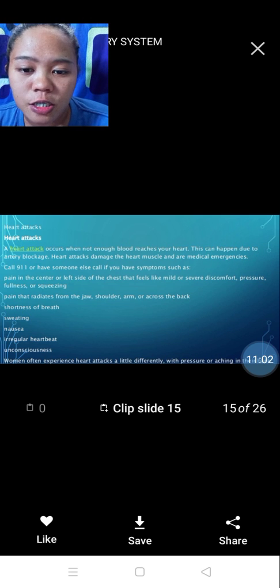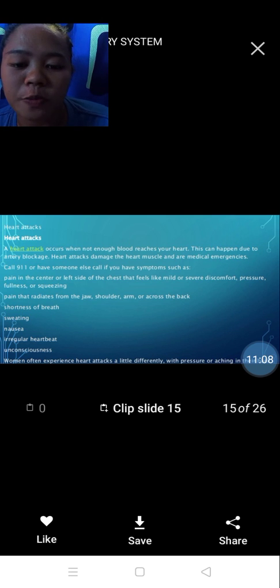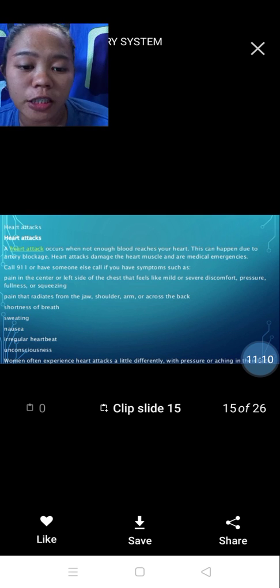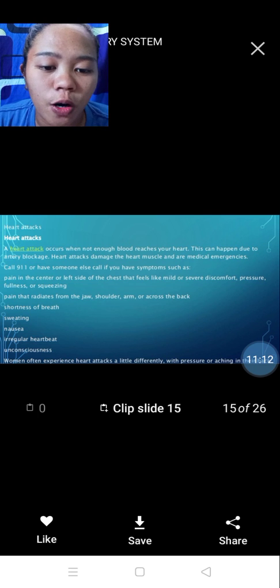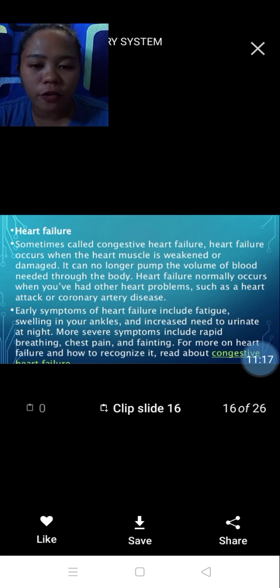Other symptoms are shortness of breath, sweating, nausea, irregular heartbeat, and unconsciousness. Women often experience heart attacks a little differently, with pressure or aching in the back.